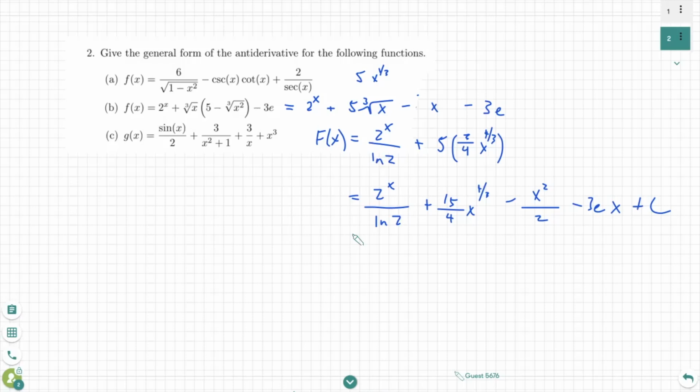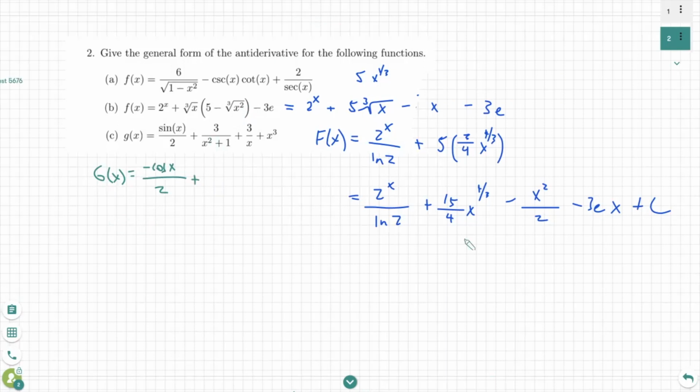So for the first term, that would be just negative cosine x over 2. That would be the antiderivative of that. Okay. Plus 3 over x squared plus 1.